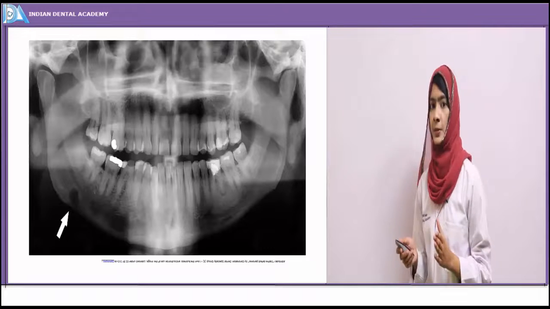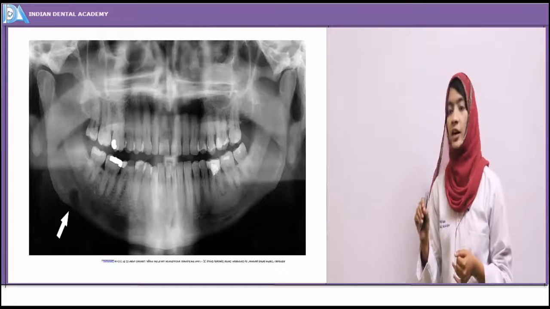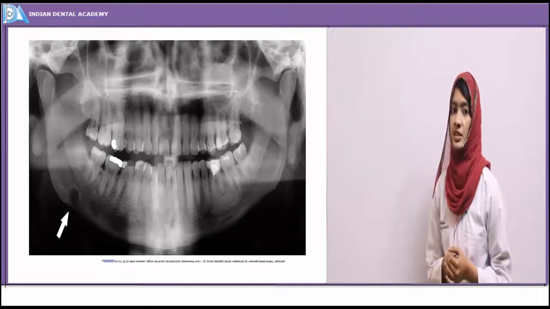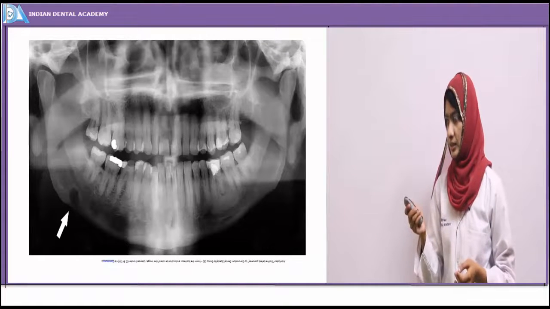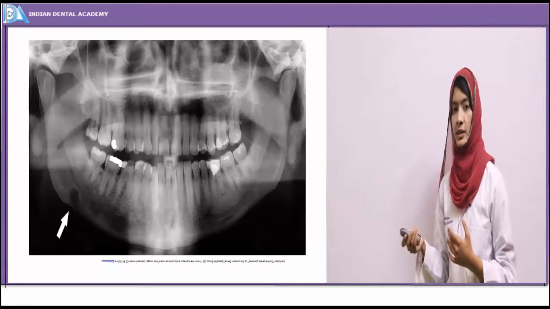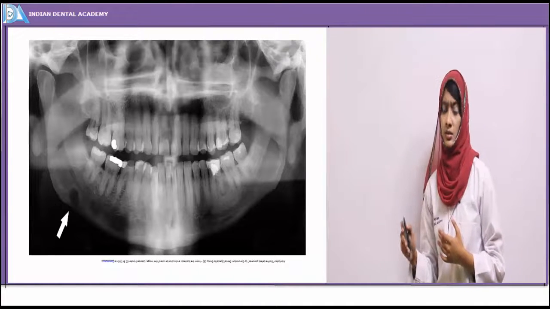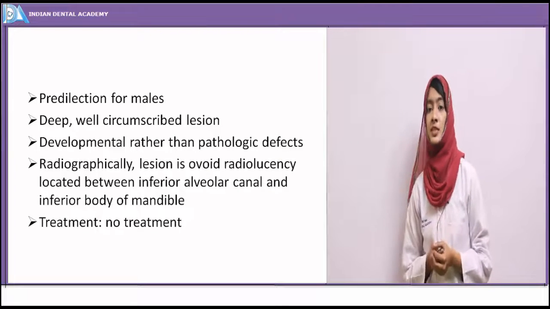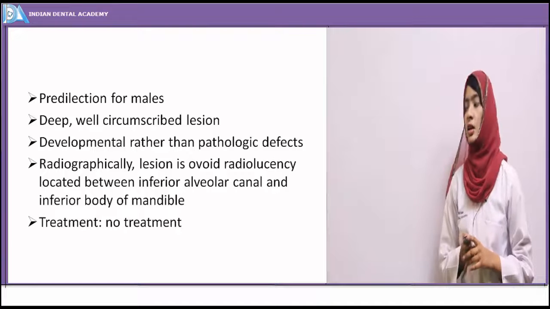Here you can see in the clinical picture, the right side of the mandible shows the presence of an ovoid radiolucency. This ovoid radiolucency is nothing but the Stafne cyst, or the Stafne bone defect. If you can see clearly, the Stafne cyst is below the inferior alveolar canal. That has to be kept in mind. It is seen below the inferior alveolar canal, extending to the cortex of the inferior border of the mandible. The Stafne bone cyst has a predilection for males. It is a deep and well circumscribed lesion.